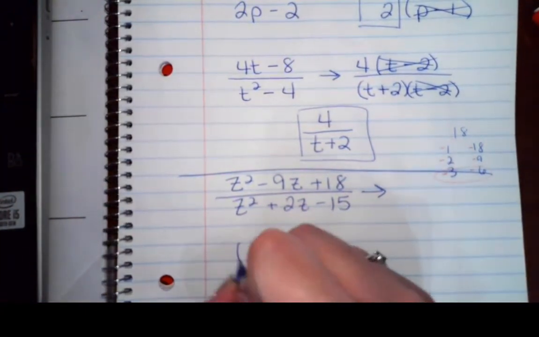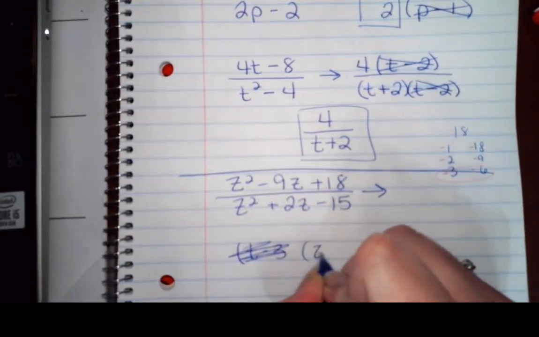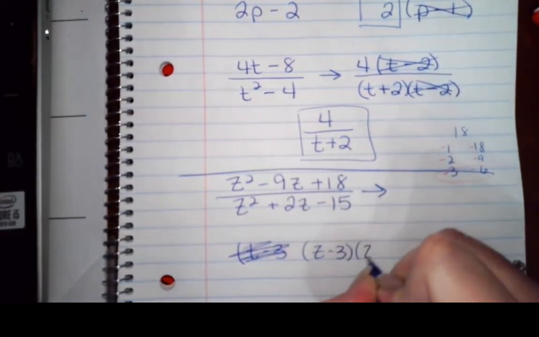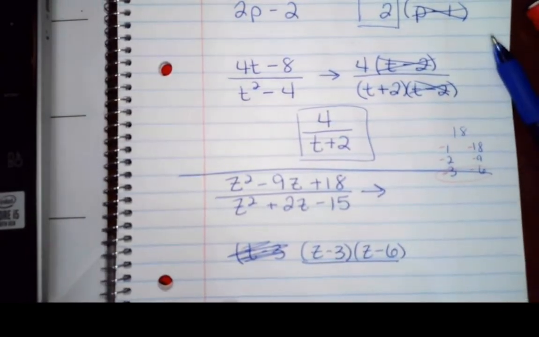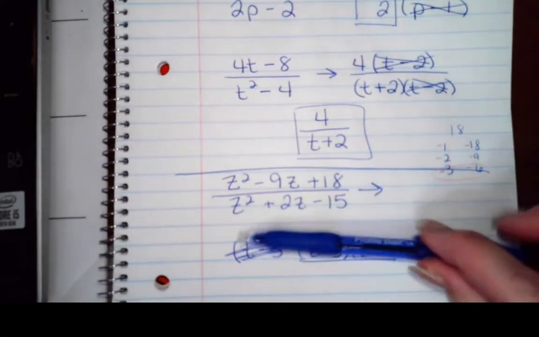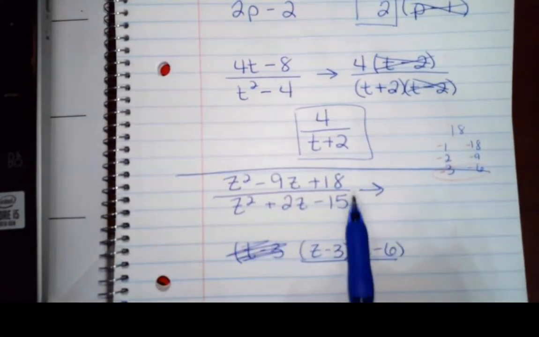So my numerator becomes z minus 3 times z minus 6. Good heavens. All right, the next one, I'm going to look at the bottom. Is there anything common across all three terms? No, there's not. But I can factor a trinomial, or I can try to.